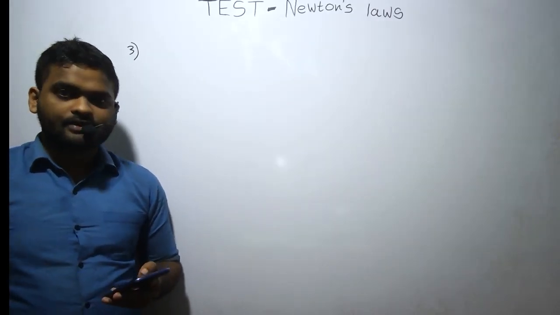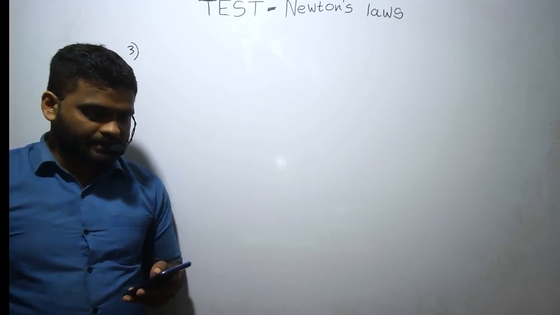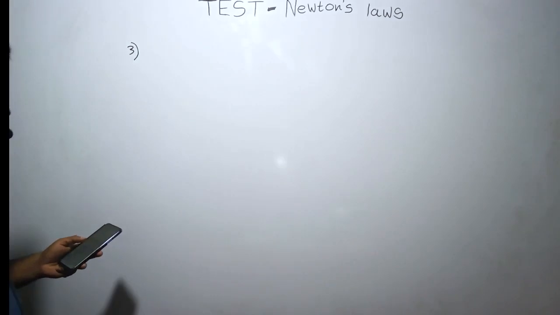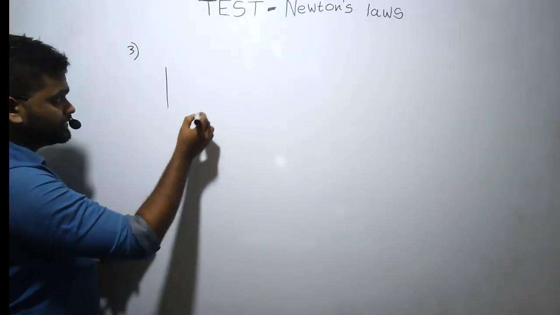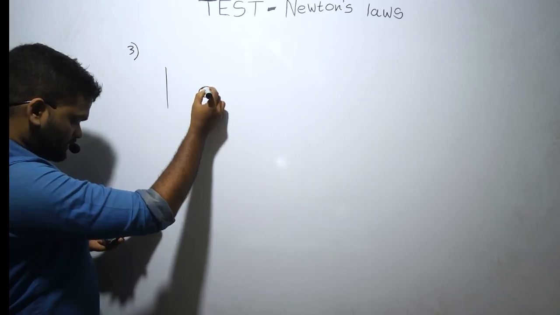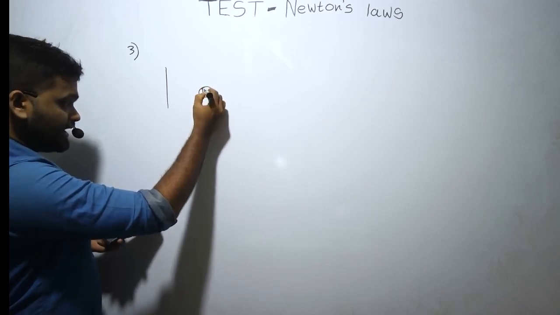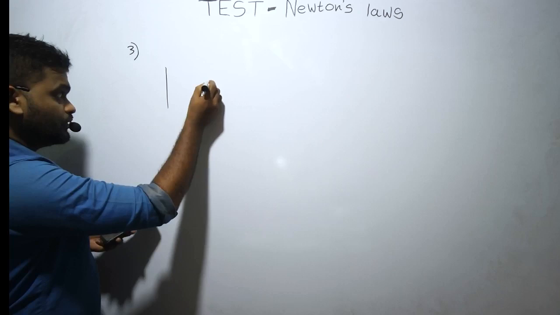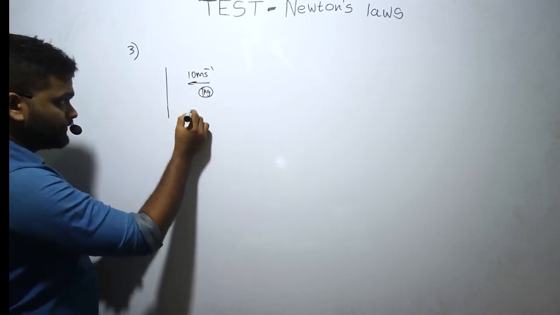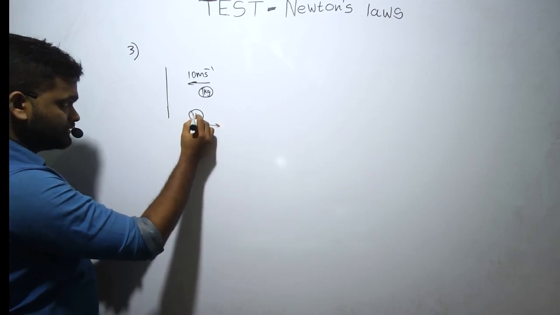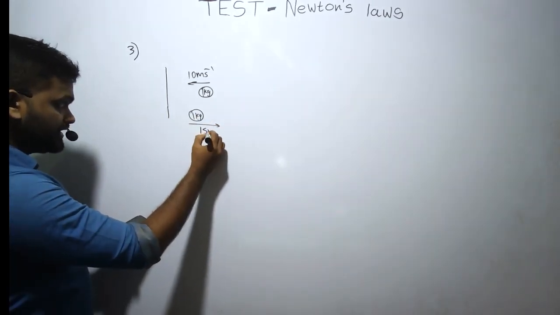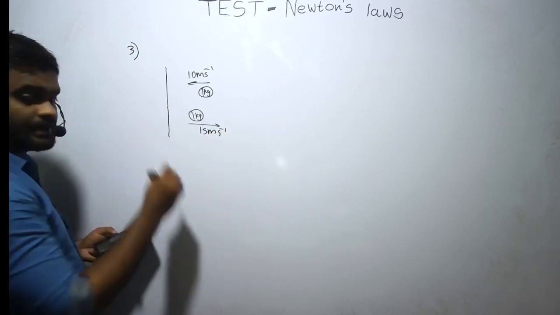Right, third question. A football player hits a ball with mass 1 kilogram, which moves towards him. Let's say the football player is here, and there's the ball. It has a 1 kilogram mass, moving towards him at 10 meters per second, and he hits the ball, and the ball bounces back at 15 meters per second, right?